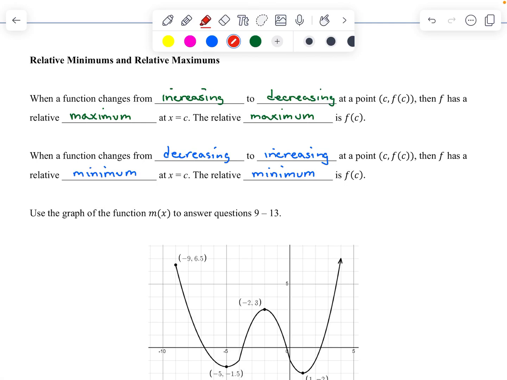Hello class, in this video I'll be showing you how to find the relative minimums and relative maximums of a function given its graph. Let's begin. So I'm going to start by providing a couple of definitions.